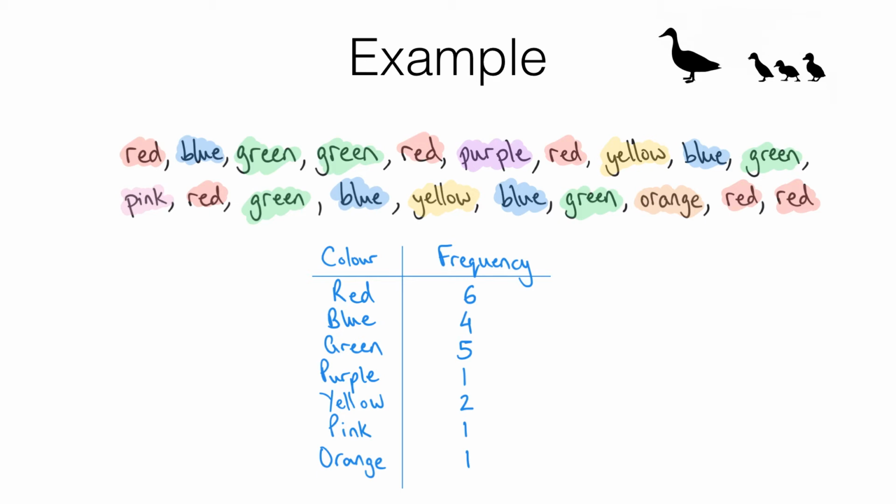Now, remember I said we asked 20 people altogether. If you've done this correctly, these frequencies should add up to 20. And if you check that very quickly, you will find that the frequencies do actually add up to 20, which is good. If they added up to something else, that means you know you've made a mistake.